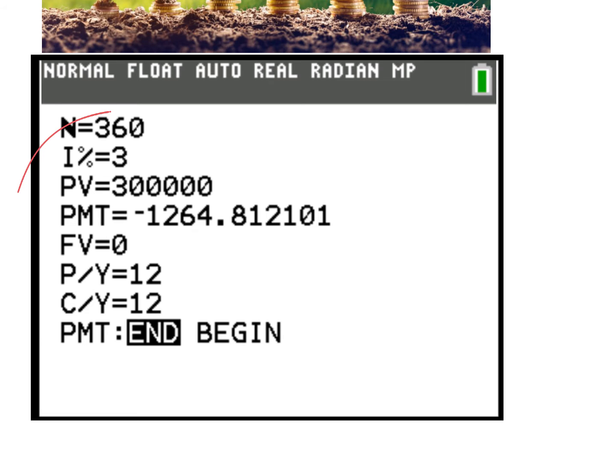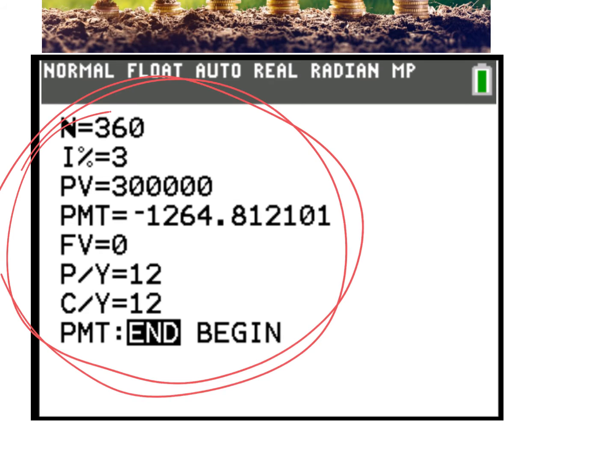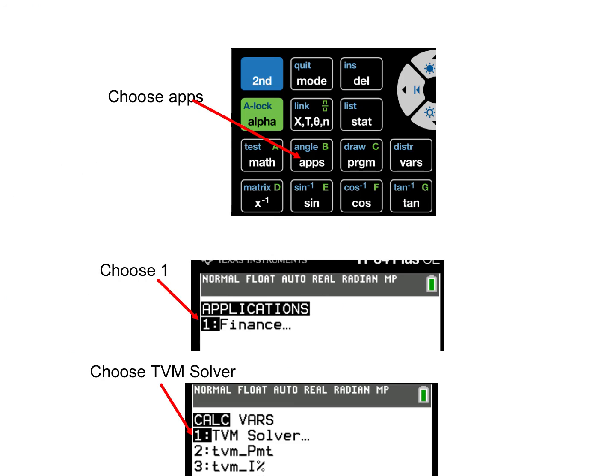So I'm going to show you where this program is on your calculator. This is one you could actually use for the rest of your life. It is really powerful. So here's where you would find it.